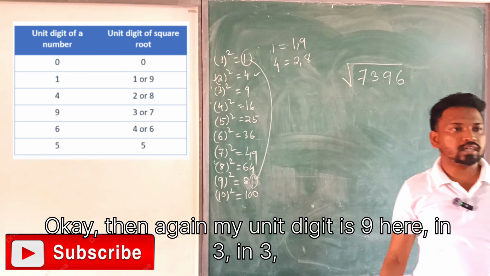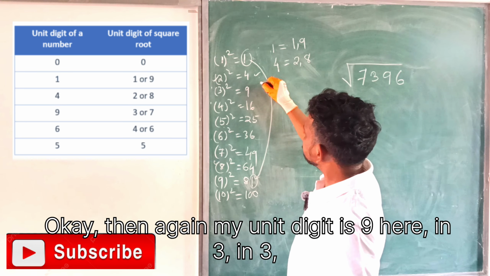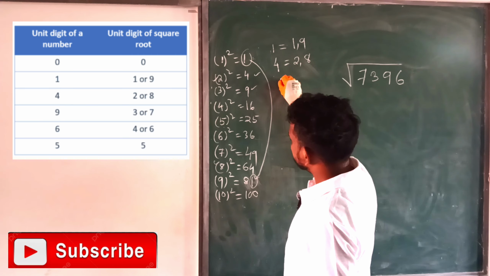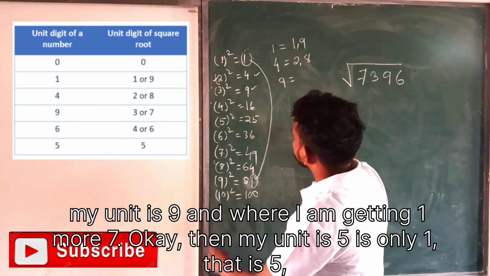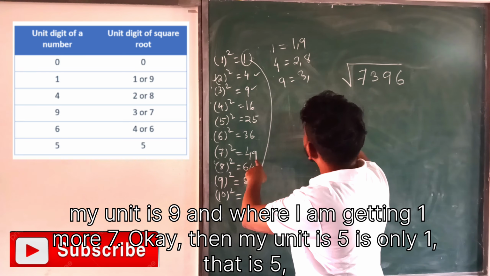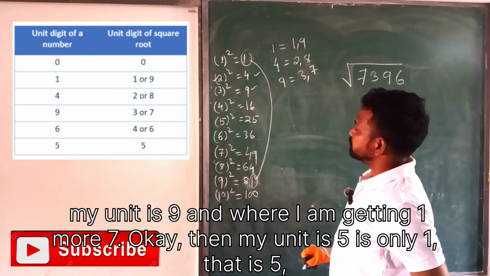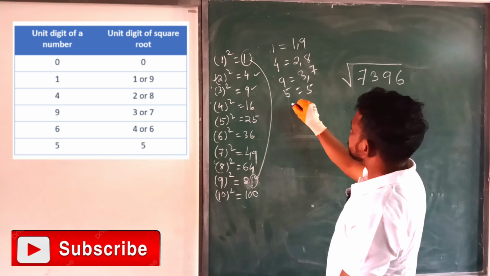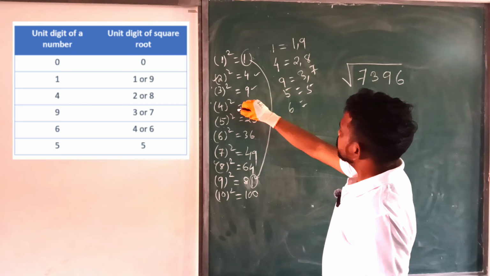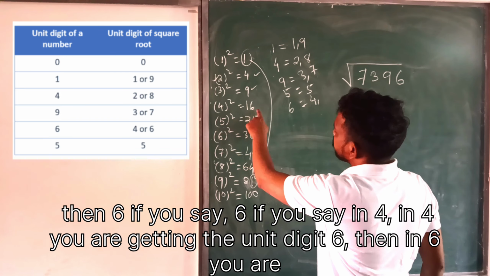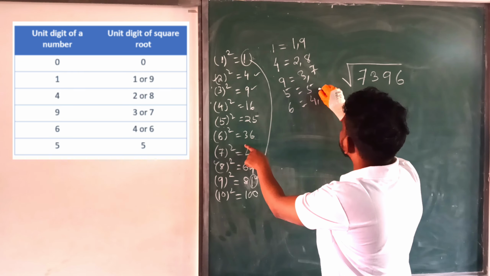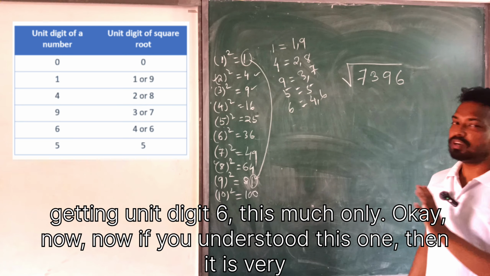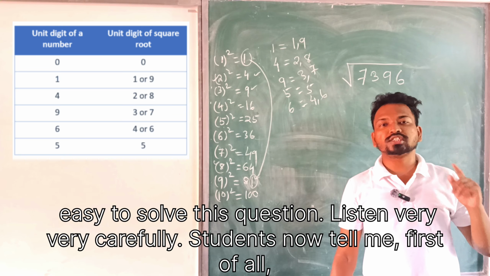Okay. Then again, my unit digit is 9 here, in 3. In 3, my unit digit is 9, and where I am getting one more 7. Okay, then my unit digit 5 is only one, that is 5. Then 6, if you say, in 4 you are getting the unit digit 6, then in 6 you are getting unit digit 6. This much only. Okay, now if you understood this one, then it's very easy to solve this question.